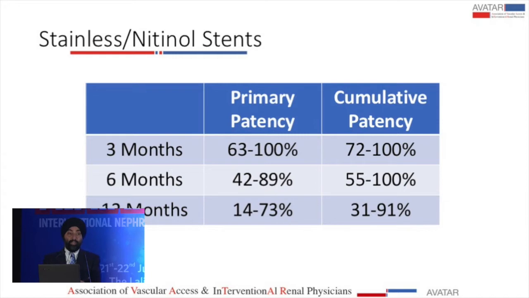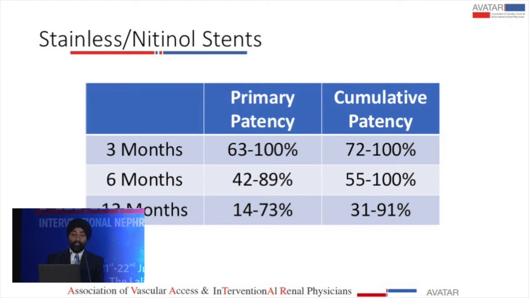So once you decide that you have to put a stent, you have options. You have those stainless steel stents. We have those Nitinol stents, which are newer. They are more flexible. They tend to conform to the body's anatomy a lot better. And then there are PTFE covered Nitinol stents.